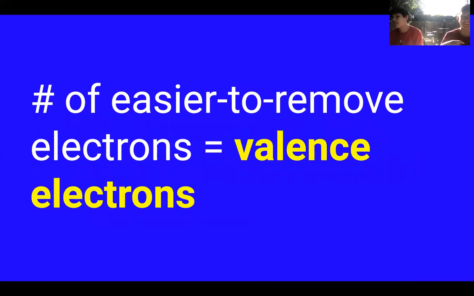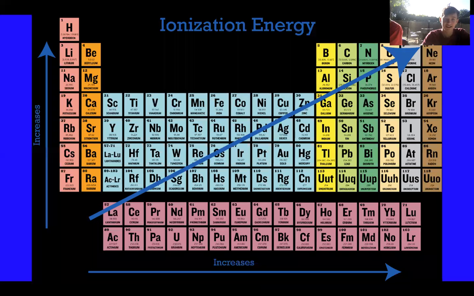The number of easier to remove electrons is the valence electrons. These are the ones at the very end. So this is a picture of the ionization energy, which is a periodic trend. As it goes that way, the ionization energy increases, and as it goes up, the ionization energy also increases.